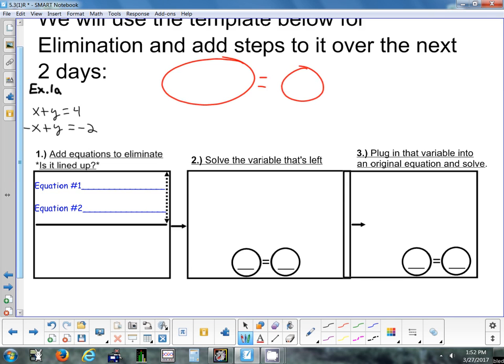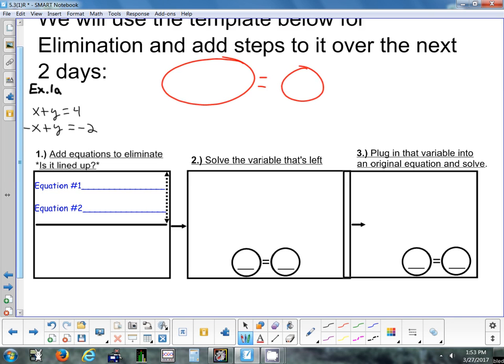So on your notes, you have a little line here to write in, all right? When we give you this template on the test or on the homework, you're not going to have the steps written in, right? But write them in now so you have an example to go back to on your homework to see how it works, all right? So we're going to ask ourselves, we want to add the equations to eliminate, all right? So are they lined up?